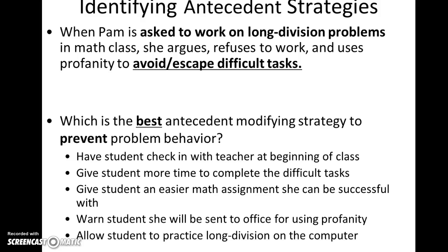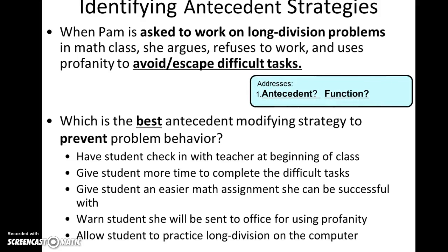When Pam is asked to work on long division problems in math class, she argues, refuses to work, and uses profanity to avoid and escape difficult tasks. Go ahead and try this on your own. So what is the antecedent and function, and does it address those two things? Well, the antecedent is being asked to work long division problems, and the function is to avoid or escape. So we have to make sure that the antecedent modifying strategy addresses both.